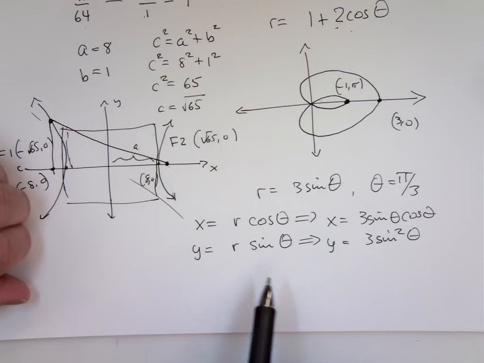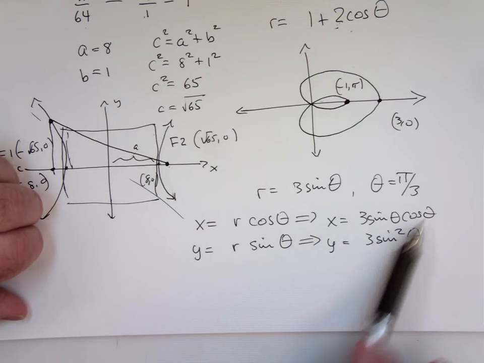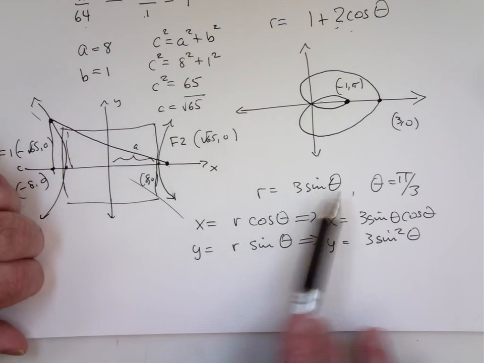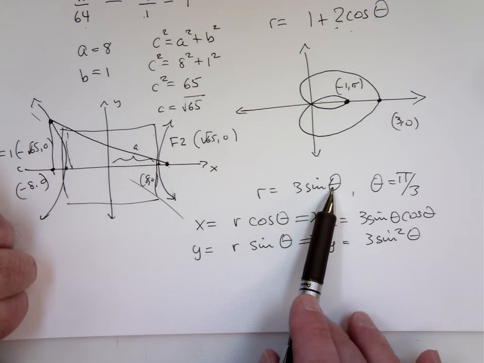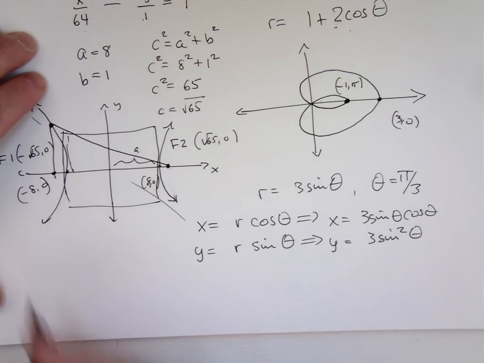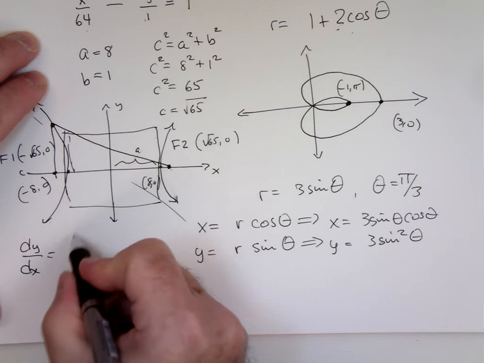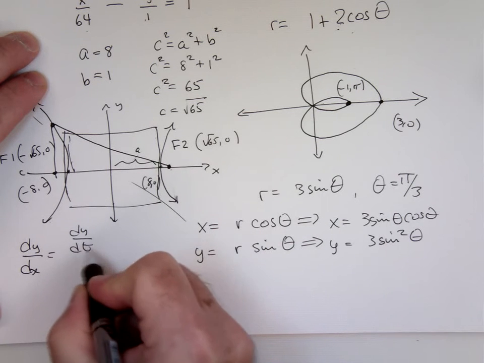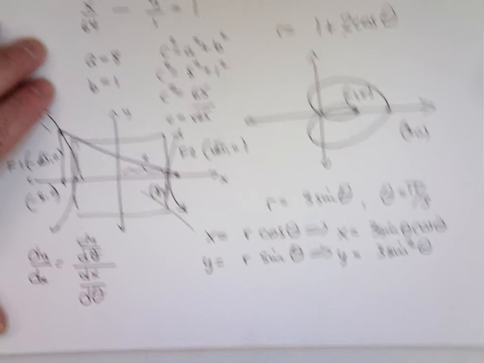If you were to do a parametric plot in Mathematica on this, where this is the x and that's the y, you'd get the same thing you would get if you did a polar plot on 3 sine theta, which is that circle, with symmetry about theta equals pi over 2, whose diameter is 3. How do you find the derivative? You find dy d theta divided by dx d theta. Let's do it.